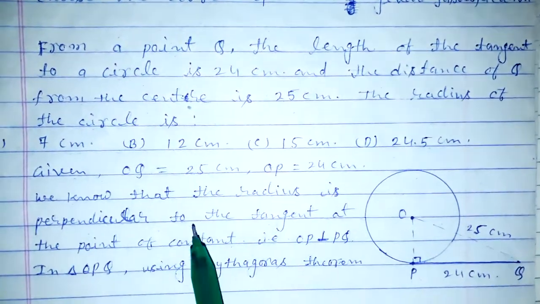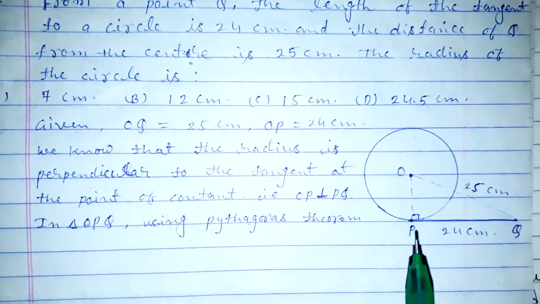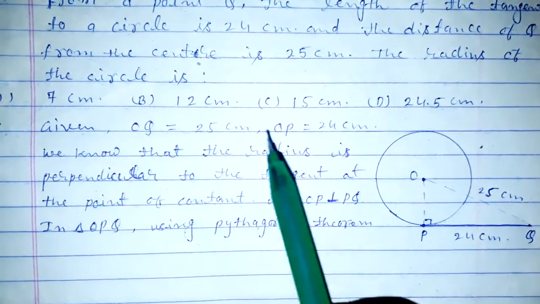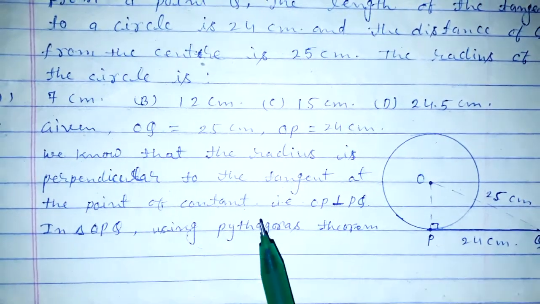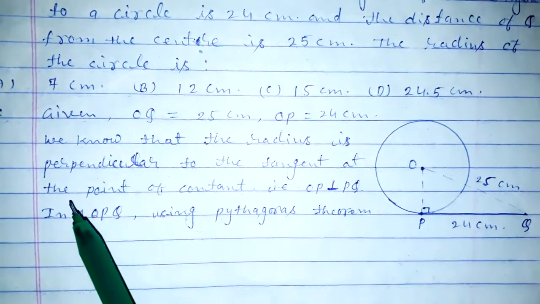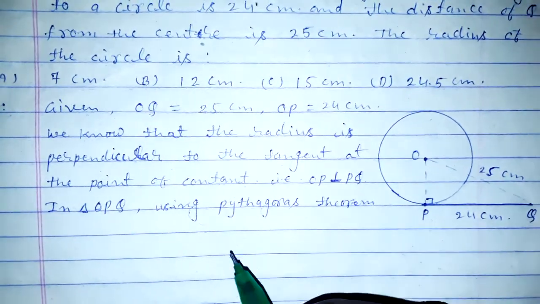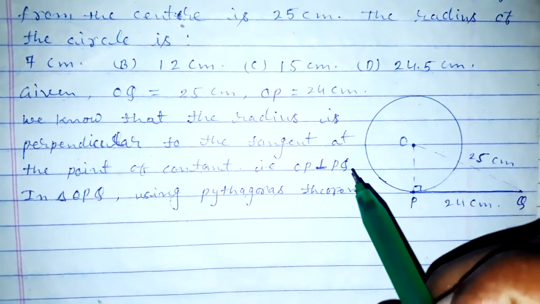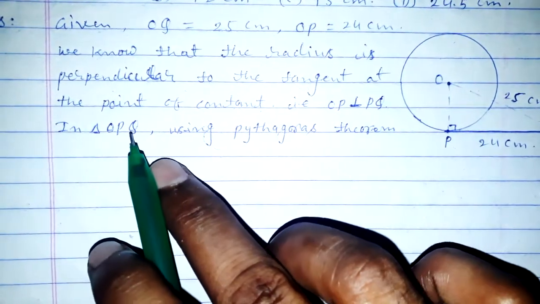so here we draw a figure. O is the center, PQ is a tangent. Given OQ is equal to 25 centimeters and PQ is equal to 24 centimeters. We will find OP. This is the radius. We know that the radius is perpendicular to the tangent at the point of contact, so OP is perpendicular to PQ in triangle OPQ.